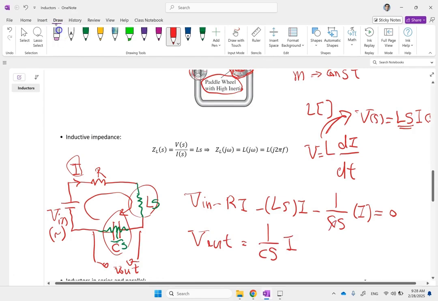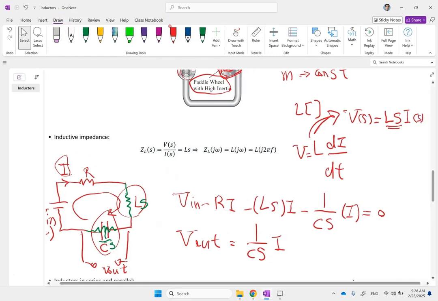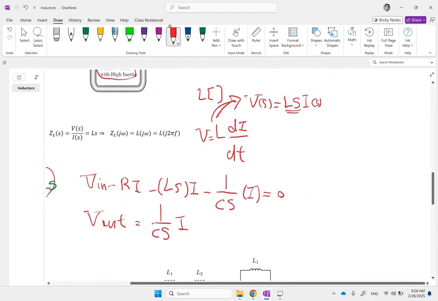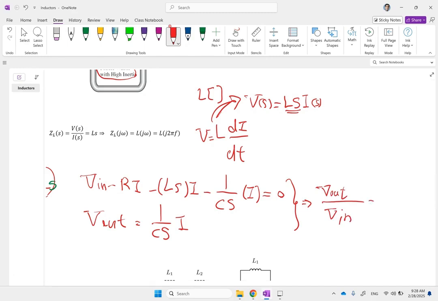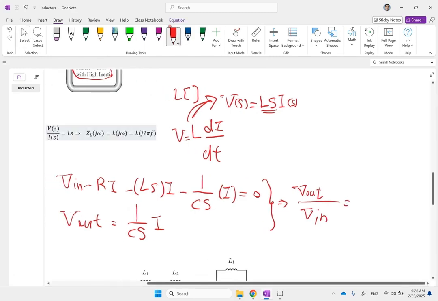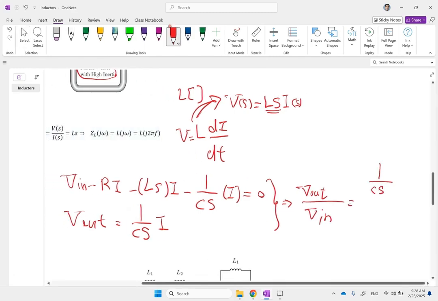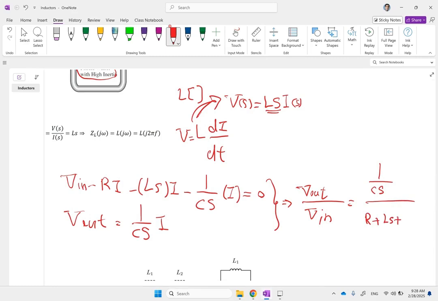If you look here now, clearly you have two equations. And if you eliminate I between these two equations, which is all you need to do, you can easily find the transfer function of the system. So you can see that V out over V in in this case is going to be 1 over Cs divided by R plus Ls plus 1 over Cs.